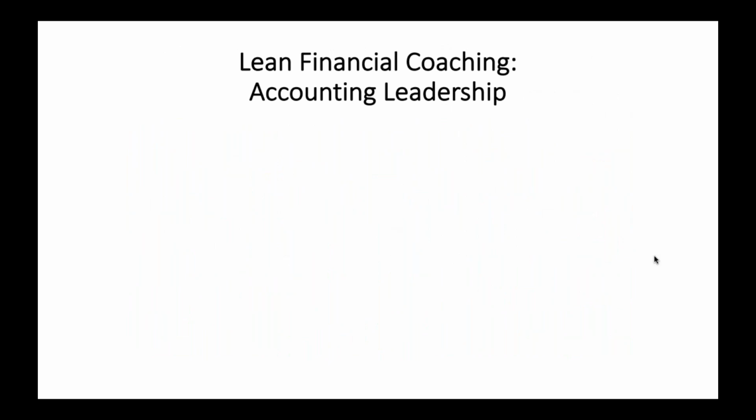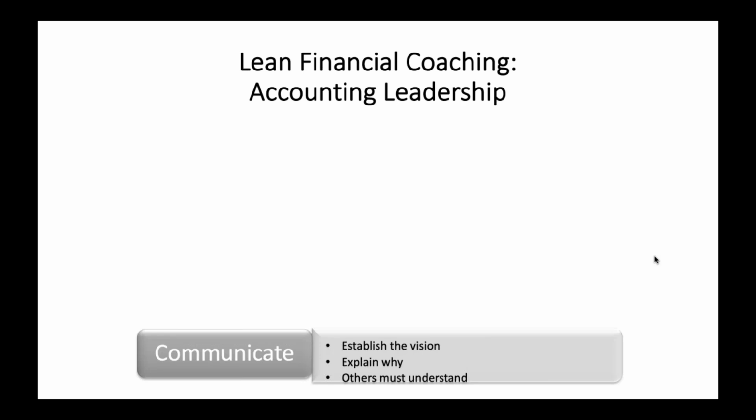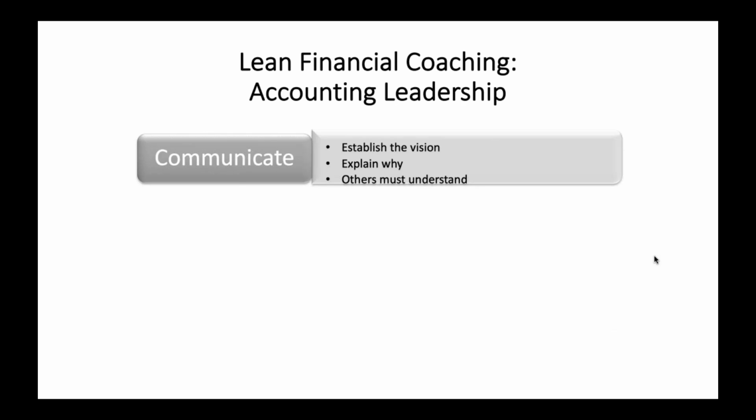So to wrap things up, what is required is the leadership of the accounting and finance people to be lean financial coaches to make value stream costing work in your organization. What do you have to do? You have to communicate. You have to establish the vision for value stream costing as it relates to your overall lean strategy, explain why it's important, and other people in the organization must understand it. It's not good enough for you to just understand it. So it has to be explained in a very non-financial way. That's the best way to do that.